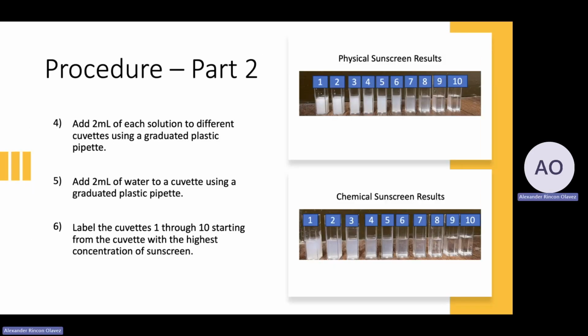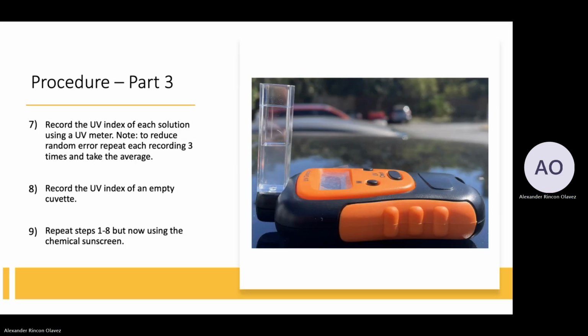Later, we will add 2 milliliters of each solution to a different cuvette using a graduated plastic pipette. We will do the same thing, but now adding 2 milliliters of water to a cuvette using a graduated plastic pipette. Later, we will label the cuvettes from 1 to 10, starting with the cuvette with the highest concentration of sunscreen. Finally, we will record the UV index of each solution using a UV meter.